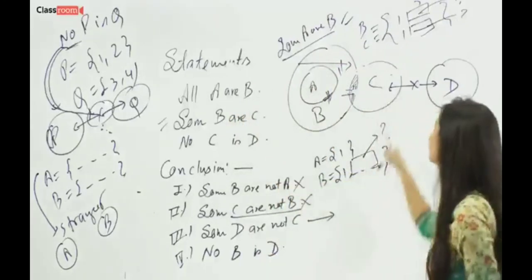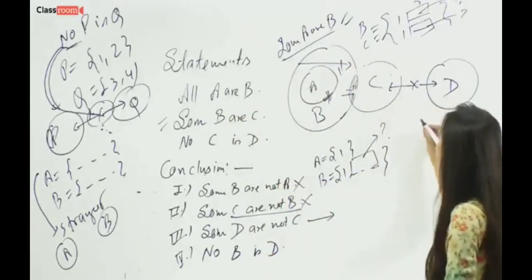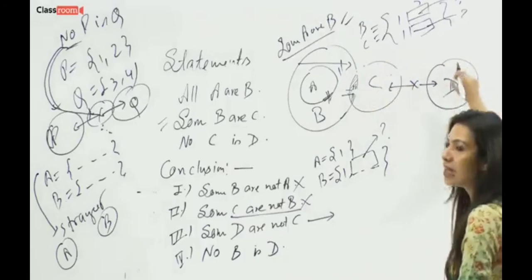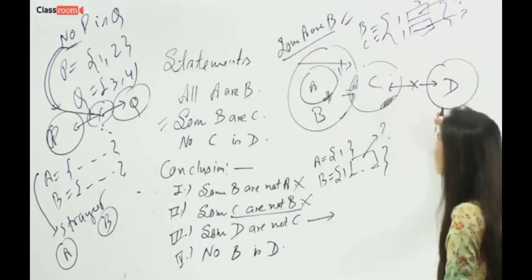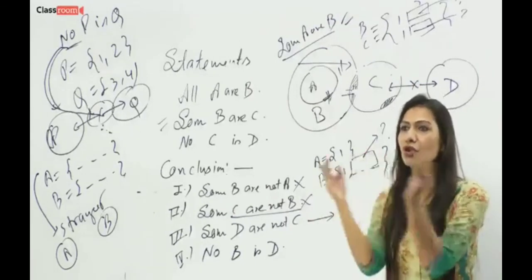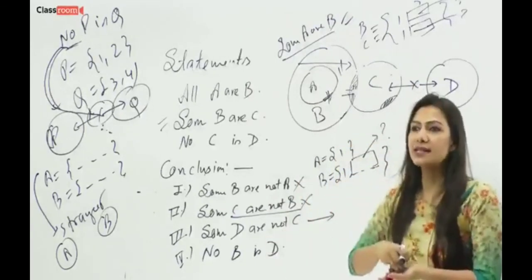Similarly, if it is no C is D, like total area of C is different from D. So if I'll ask about this 10% area of C, is this different from D or not? You will say it is different because it is totally different. So some not is a subset of no.